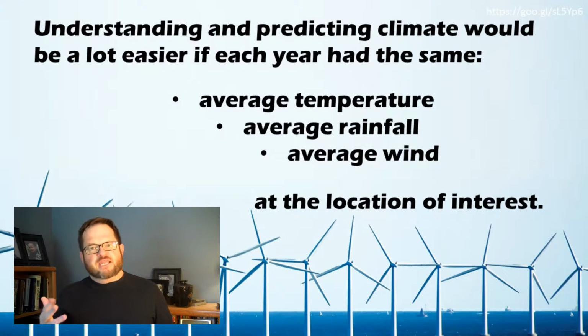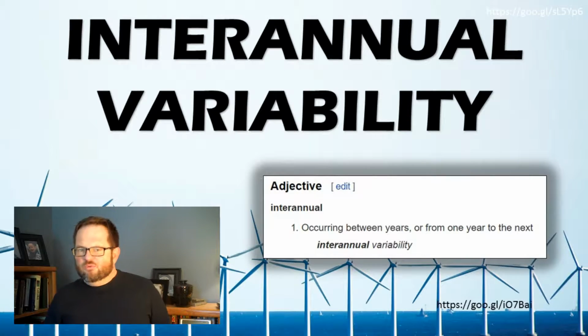If we are going to be deciding where we're going to put some wind turbines or solar power generation or whatever, understanding where to do such things would be a whole lot easier if there wasn't a lot of year-to-year variability to the climate. If each year's winter at a given location had the same average temperature, or the same average precipitation, or the same average wind, boy, it would be a whole lot easier to figure out where to put those wind turbines, or those solar arrays, or whatever. But in practice, that isn't the way it works at all.